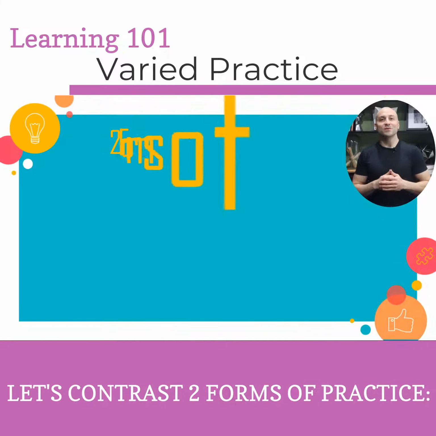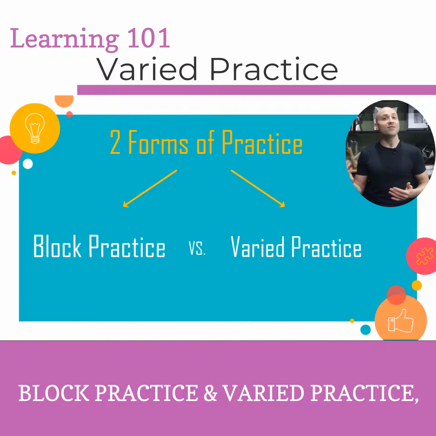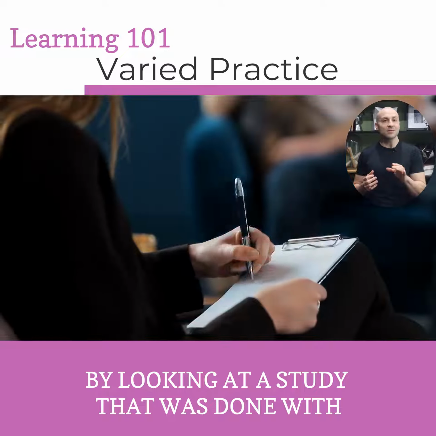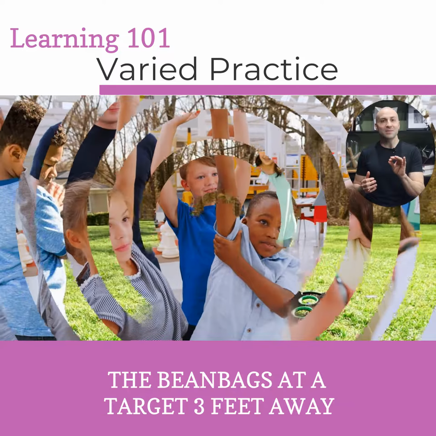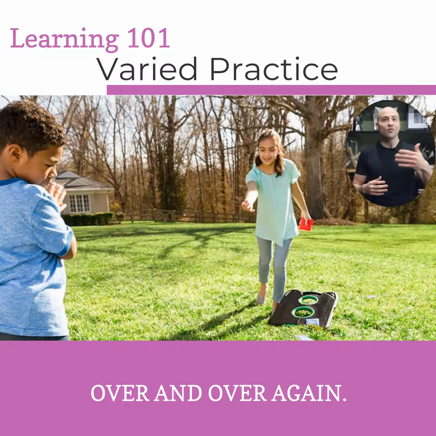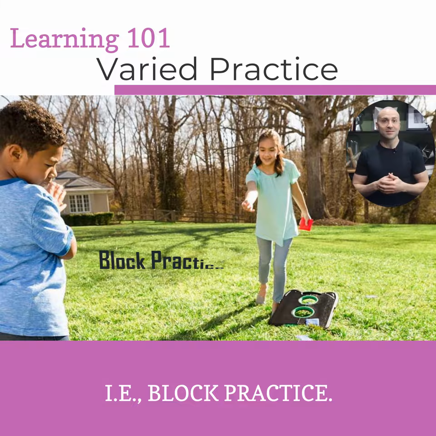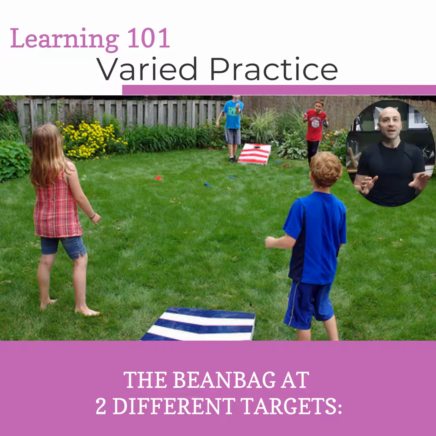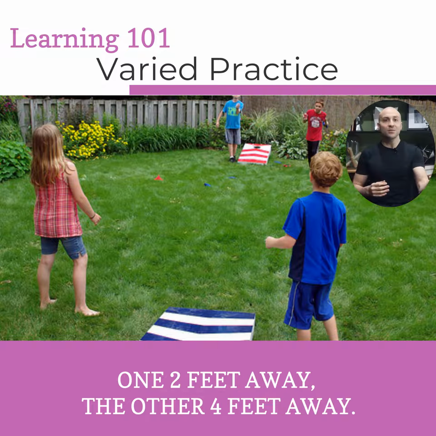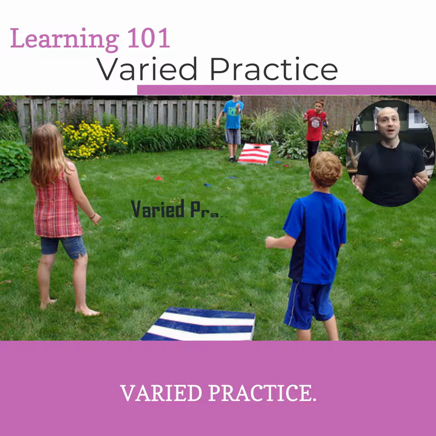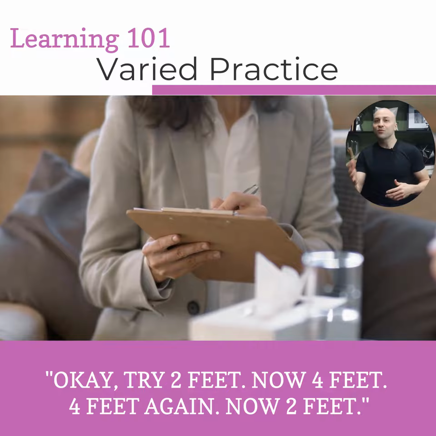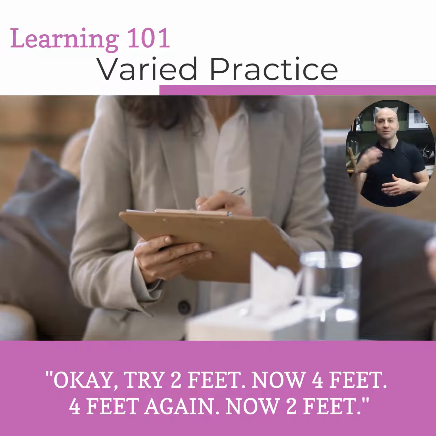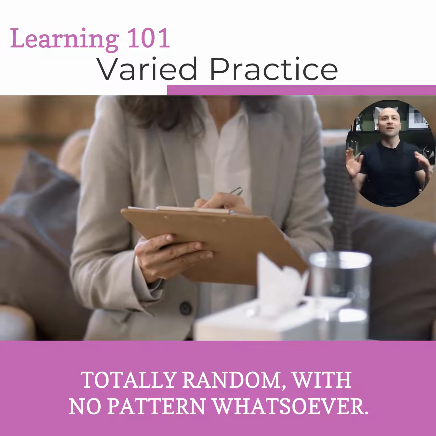Let's contrast 2 forms of practice, block practice and varied practice, by looking at a study that was done with kids and beanbags. Half the kids were instructed to throw the beanbags at a target 3 feet away over and over again, i.e. block practice. The other group was instructed to throw the beanbag at 2 different targets, one 2 feet away, the other 4 feet away, varied practice. The experimenter instructed the kids, okay, try 2 feet, now 4 feet, 4 feet again, now 2 feet, totally random with no pattern whatsoever.